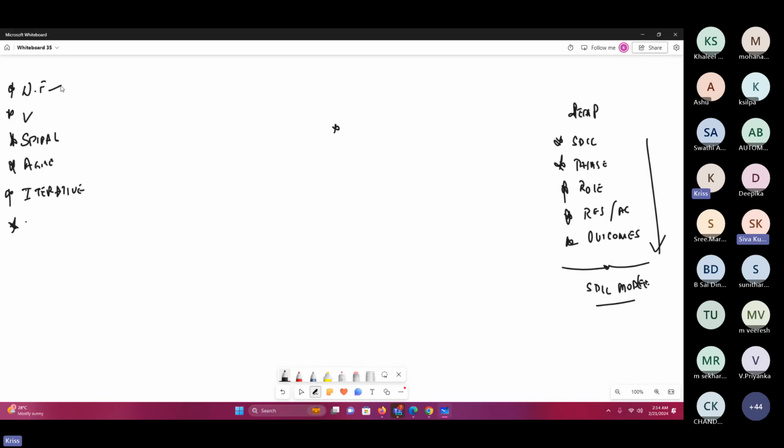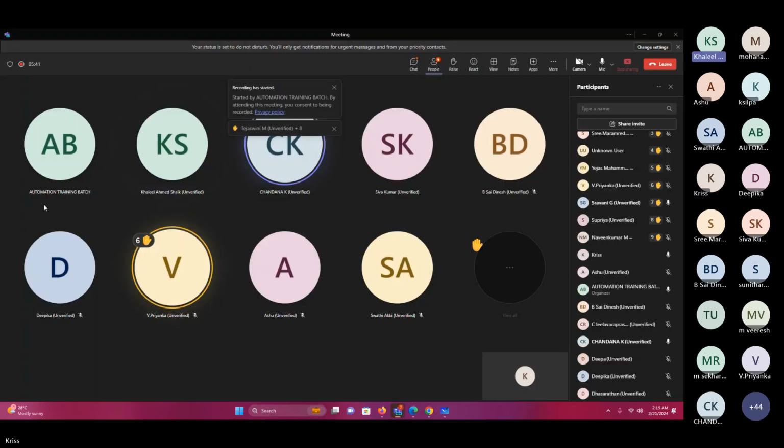This is waterfall model, V model, spiral model, agile, iterative. So apart from this, what else is missed? Big Bang model, rapid application development model, incremental development model.